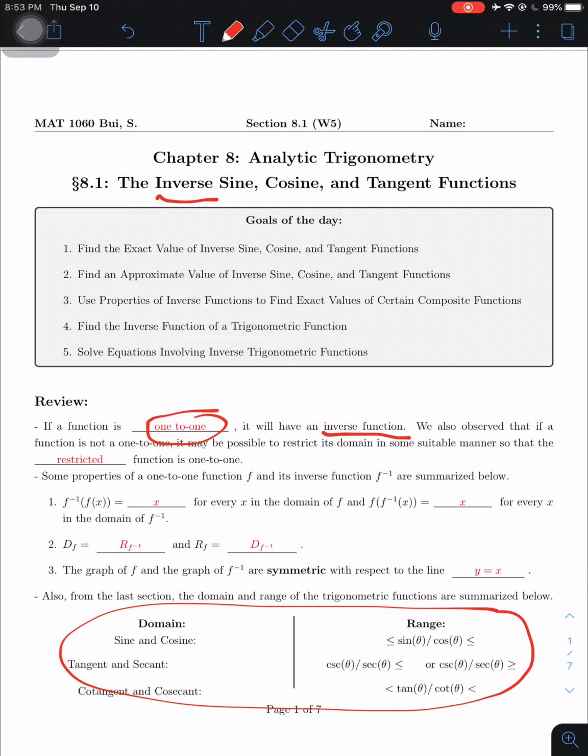We also observed that if a function is not 1-to-1, it may be possible to restrict its domain in some suitable manner, so that the restricted function can be 1-to-1. So what do I mean by that? Say we have something like a parabola like this, and if you don't know what this function is, that's fine. I'm not going to test you guys on this again, because this is algebra, not trig.